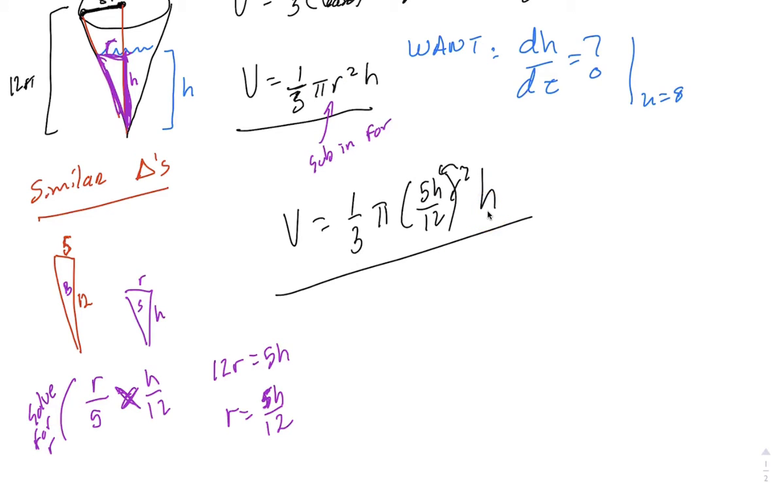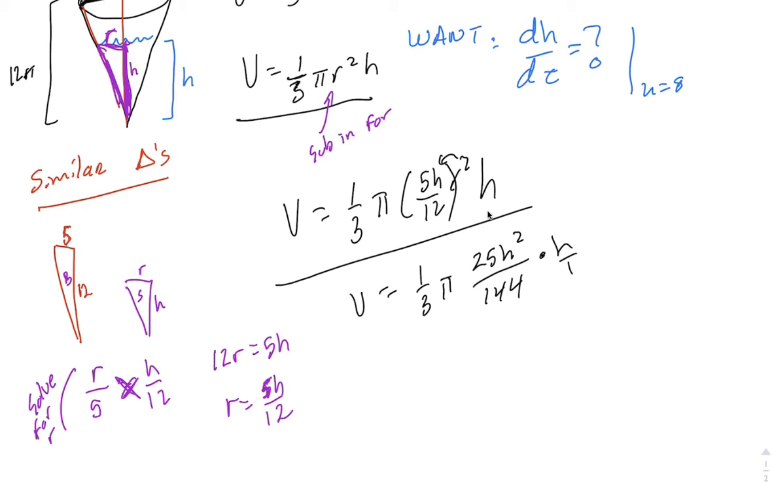Square goes to both sides. I get 1/3 pi 25h squared over 144 times h. Remember, h is always over 1, so we can simplify this a little bit more. So we're going to have volume equals. We're going to multiply the 3 times 144. I have no idea what that is, so that's 3 times 144. 12, 13, 432. Took me a little longer than it should have been. So I'm going to get 25 over 432.